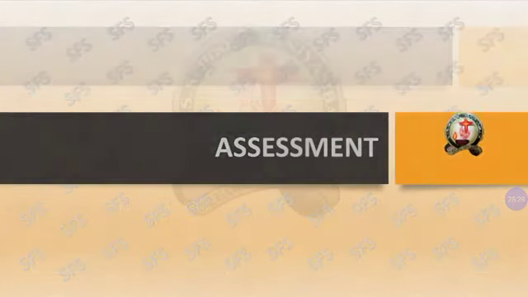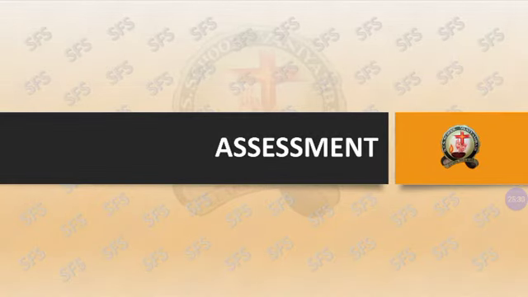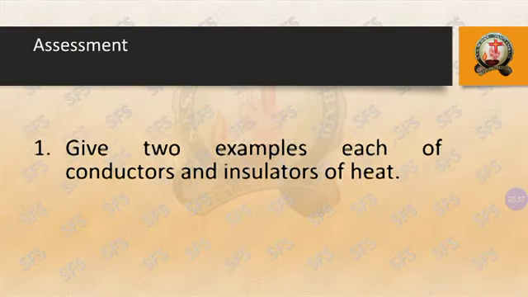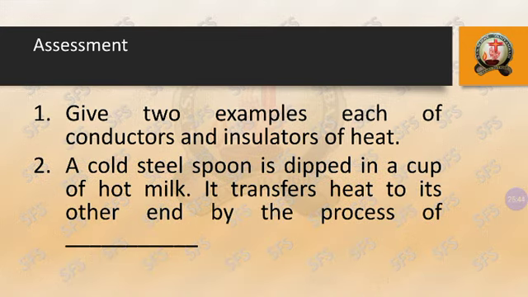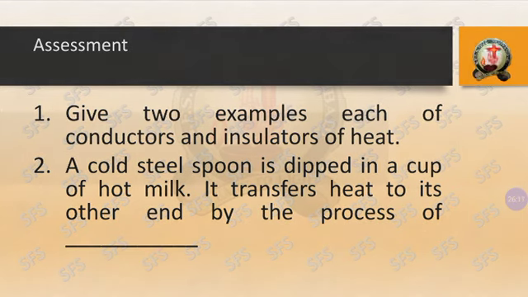Okay. Now let us have a quick assessment of what we have learned today. The assessment is: give two examples of conductors and insulators of heat. You just have to mention any two examples of both conductors and insulators. And second one, a cold steel spoon is dipped in a cup of hot milk. It transfers heat to its other end by the process of dash. By which process the transfer of heat takes place, that you need to fill in. You can answer this on your own in your classwork notebook and publish it in your WhatsApp group.